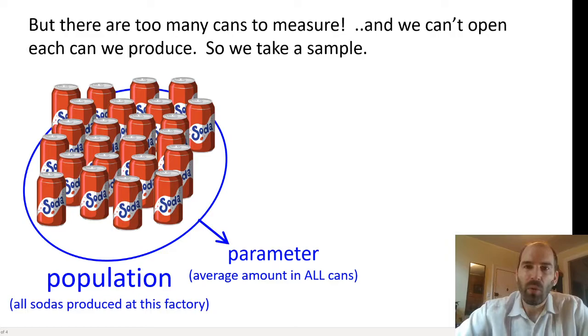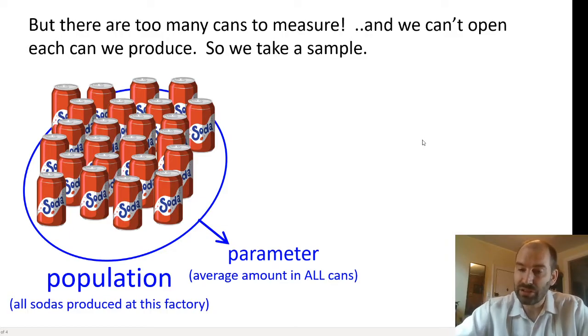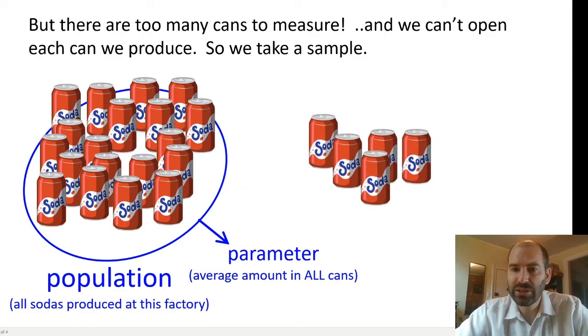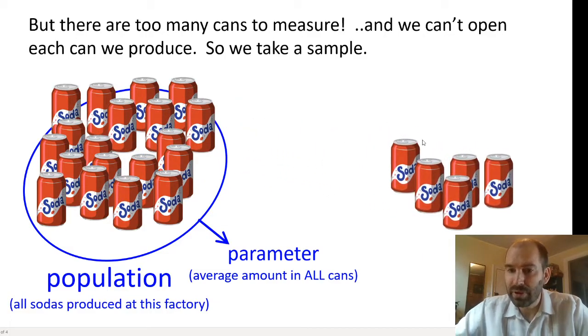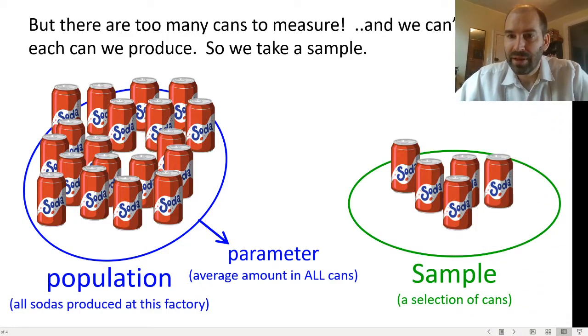Well, what we're going to do is take a sample. A sample is just taking a selection from the population. So we have the population in mind, what we'd really like to know about, but instead we're going to take a group of cans from the population, and that is called our sample.